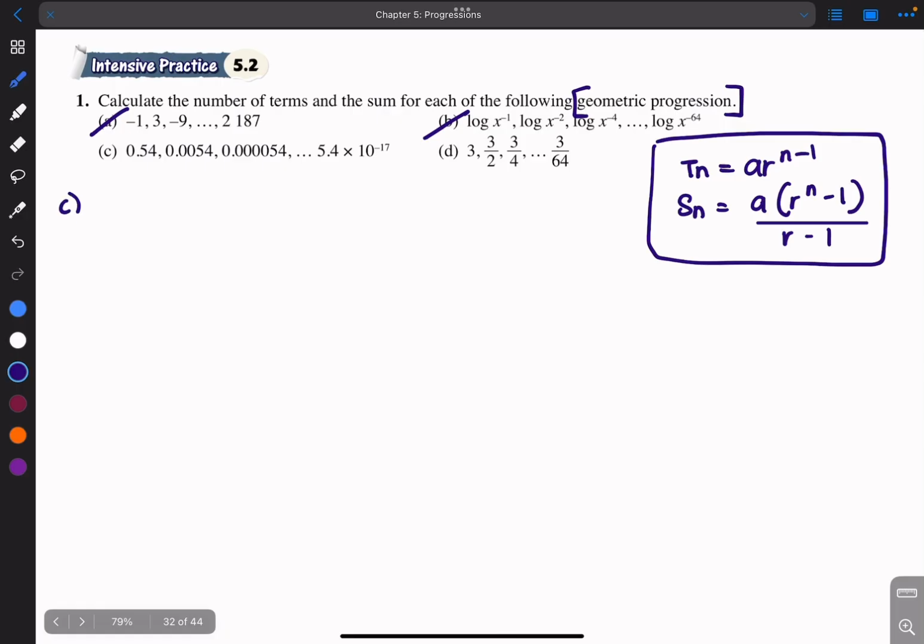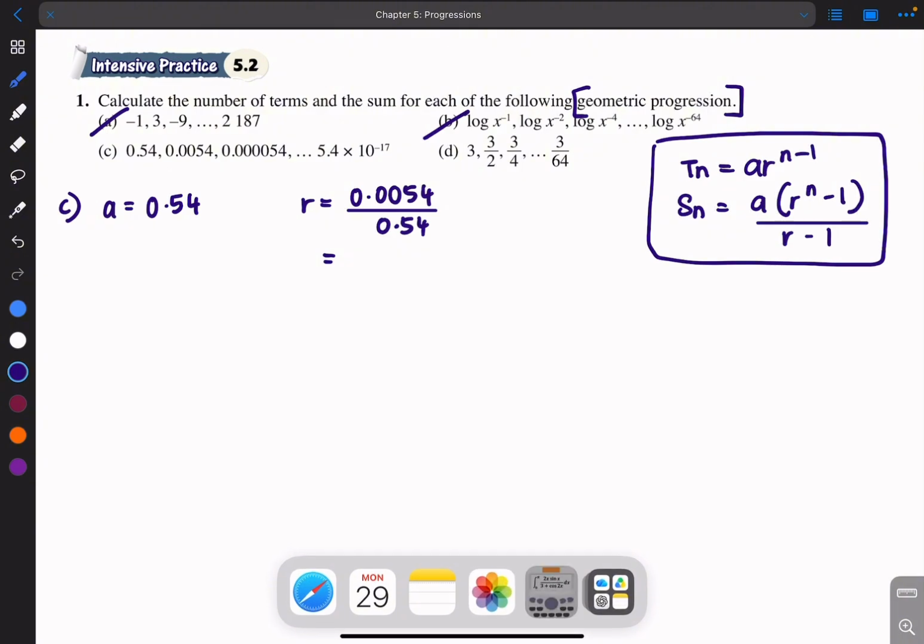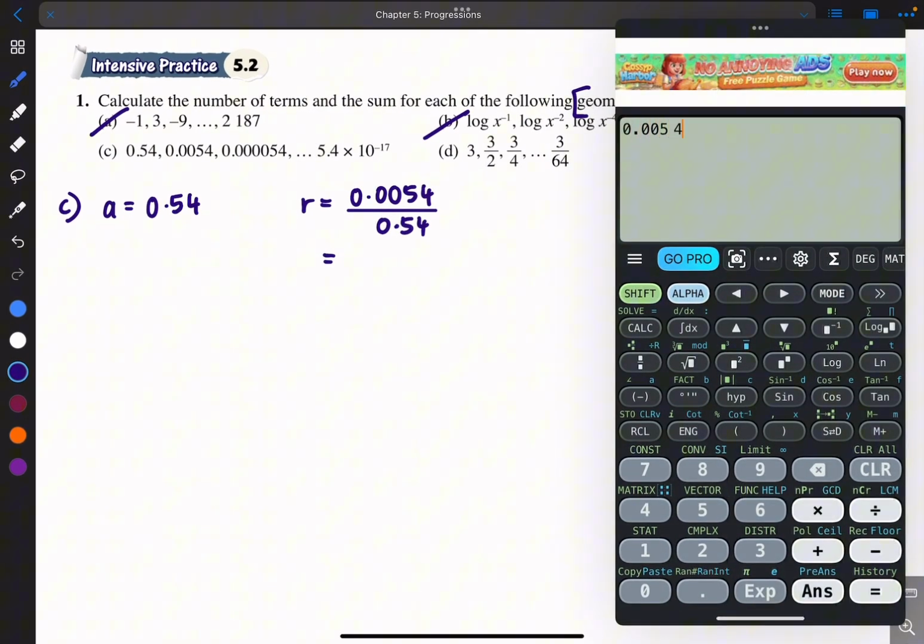Okay, same thing. We identify our A and R first. So A is 0.54. R will be T2 divided by T1. So 0.0054 divided by 0.54. 0.0054, 0.54. That gives 0.01.